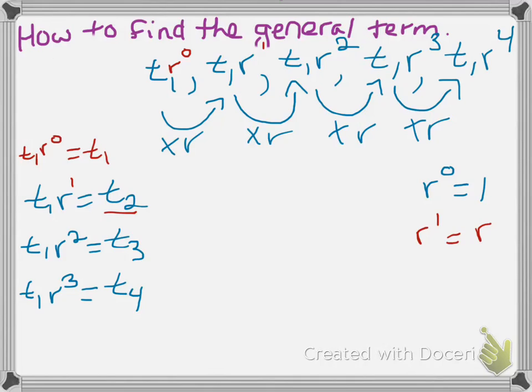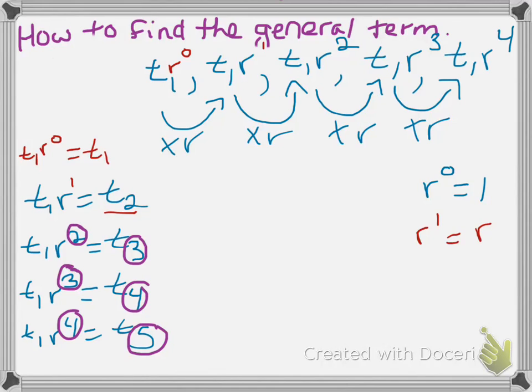The exponent is actually 1 less than the term number. So let me just finish this. T1 r to the 4 equals T5. If we look at that, we see that for T5, r has a power of 4. And if we look at our fourth term, its r in the formula, I should say, is to the power of 3. T3, you guessed it, is 1 less, r to the power of 2.